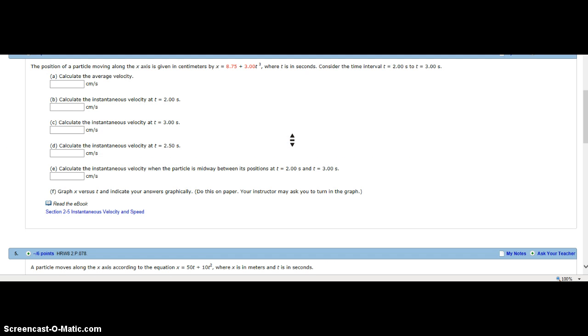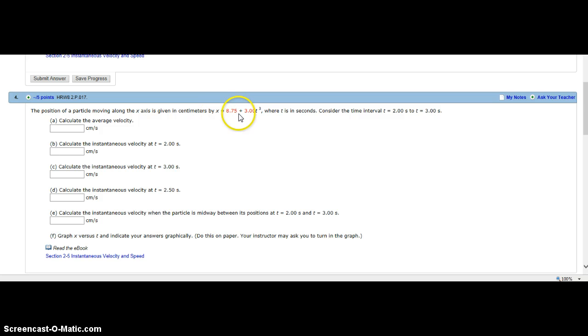For number 4, we are given again a position function. We want to figure out the average velocity. Now, a lot of times people get confused and go straight for the derivative because it's a position function. That will be a good idea to find the instantaneous velocity for B, C, and D. However, remember, average velocity is defined as displacement over time. So we need to figure out the position at time equals 2, the position at time equals 3, and then use average velocity equals change in position over change in time to calculate your answer to A.